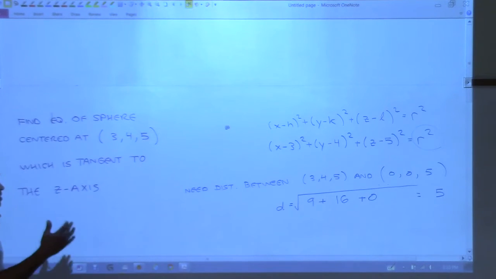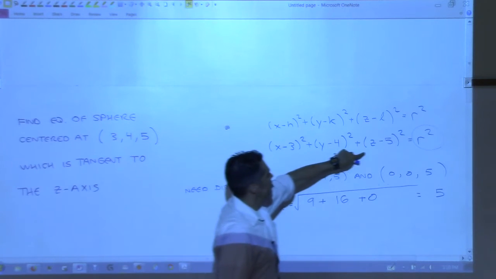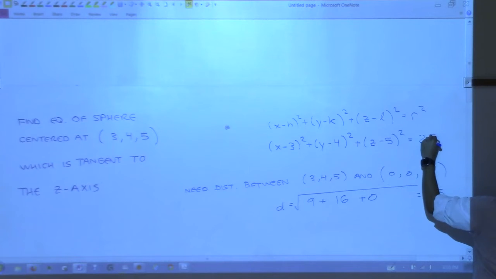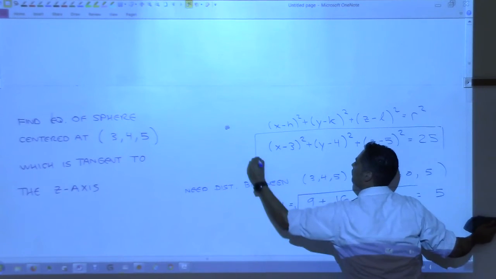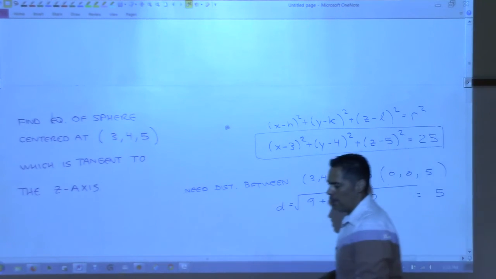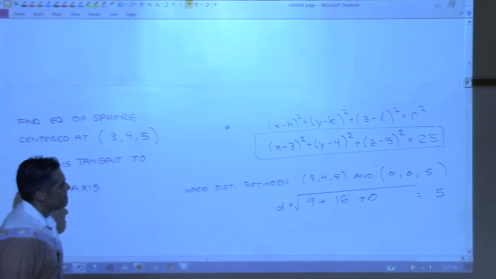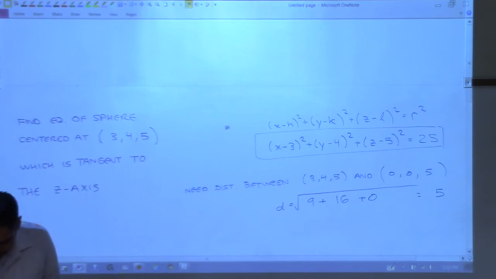All right, so we're not done. The final answer then would be this equals 25. So if we were able to graph that sphere, it would have a center here, radius of 5. It would just touch the z-axis. All right, I think that's good.